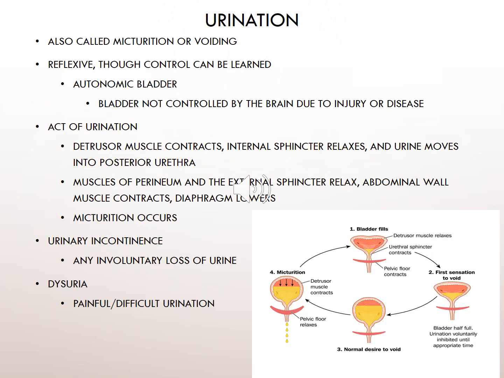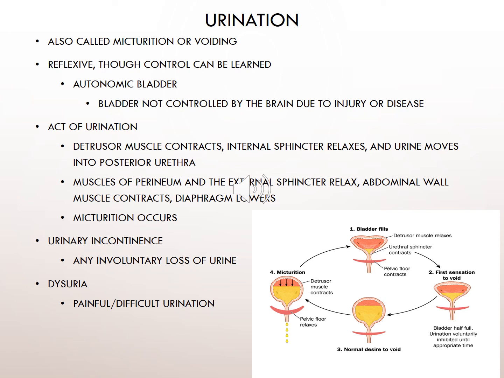So now that you've reviewed your anatomy over the urinary system, we're going to dive right in with urination or voiding. And although this is reflexive, we can learn control. The act of urination requires us to use our detrusor muscle. It contracts. We have an internal sphincter that relaxes and urine moves into our posterior urethra.